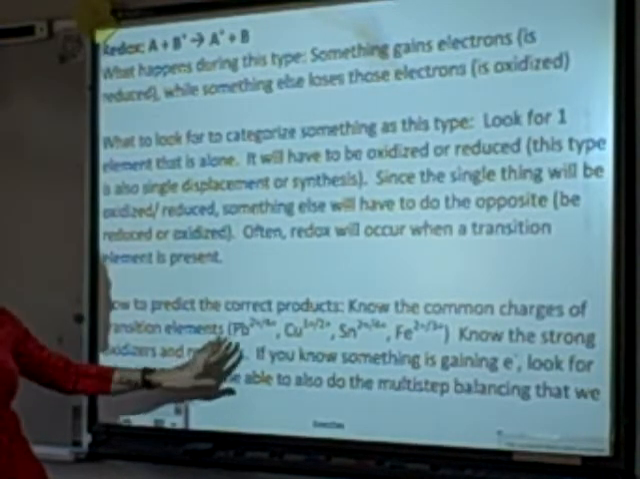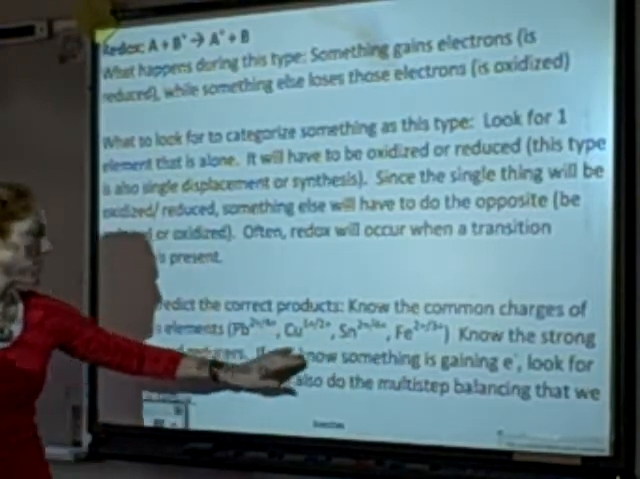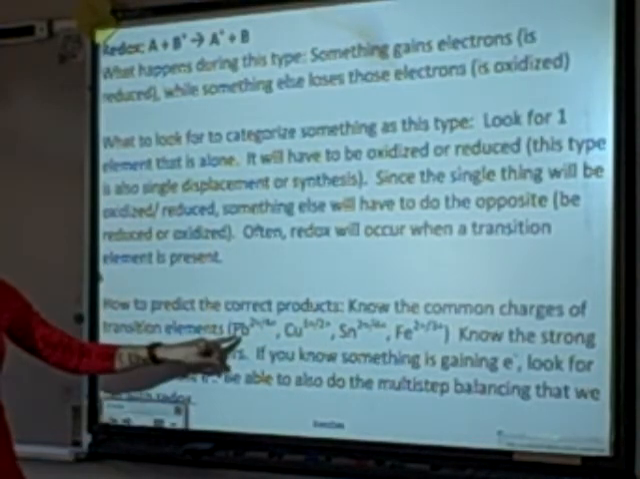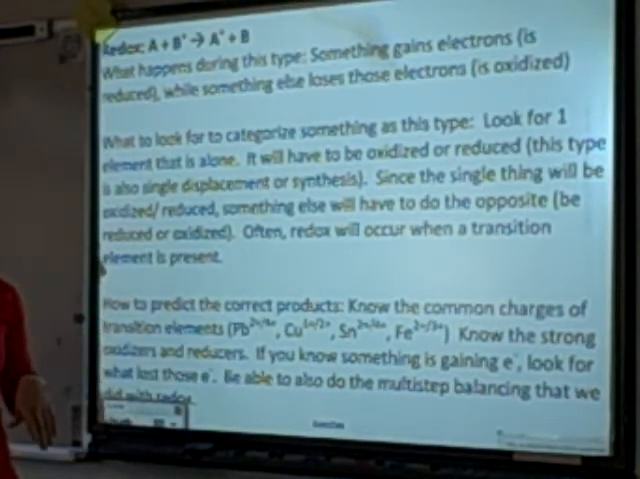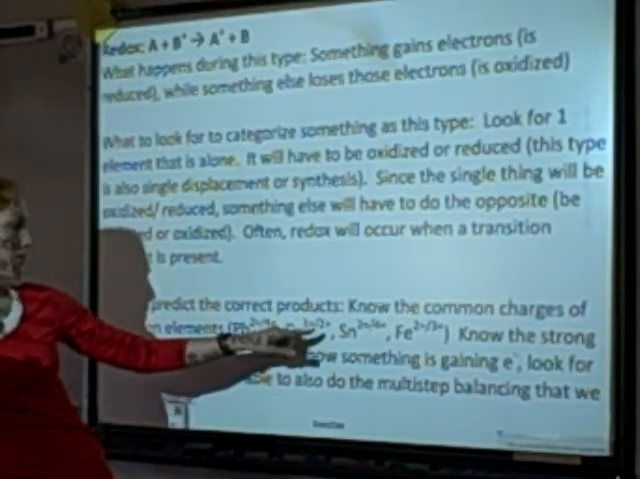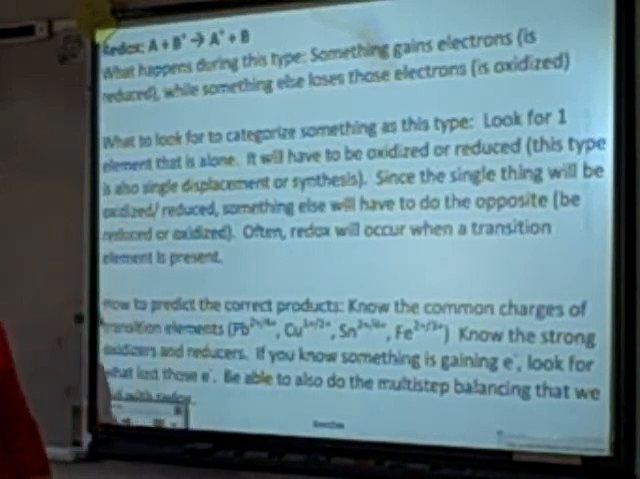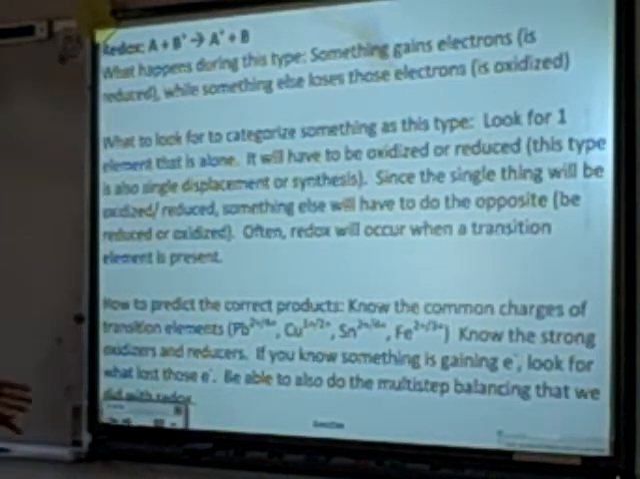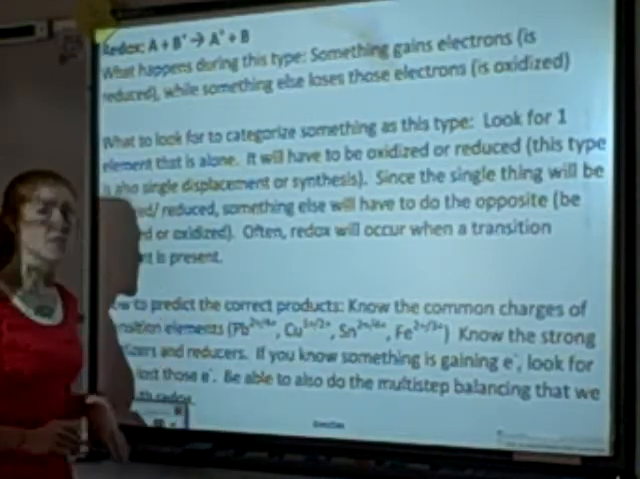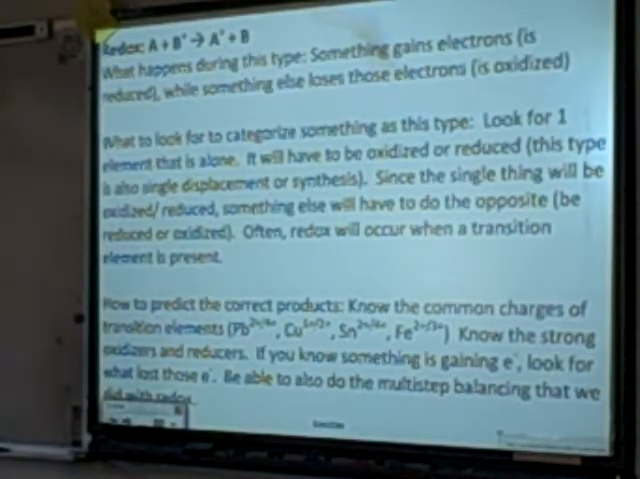The other one is make sure you know charges of metals. So know that lead can be a 2+ or a 4+, the 2 is more common. Copper can be a 1+ or a 2+, 2 is more common. Tin can be a 2+ or a 4+, 4 is more common. Iron can be a 2+ or a 3+, and the 3 is more common. So that means these guys can be any of these oxidation states or 0, which gives you a lot of options for what can be oxidized, what can be reduced.